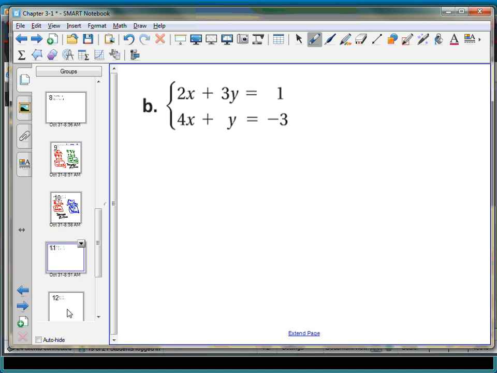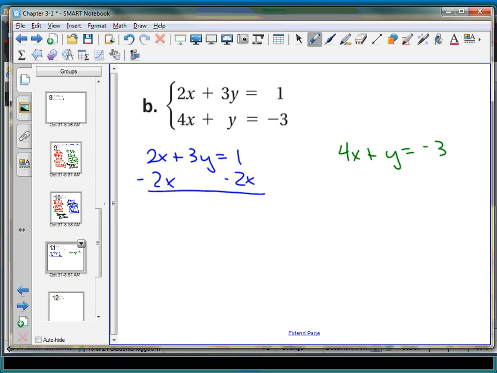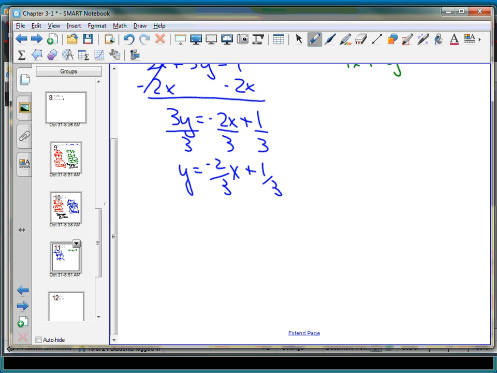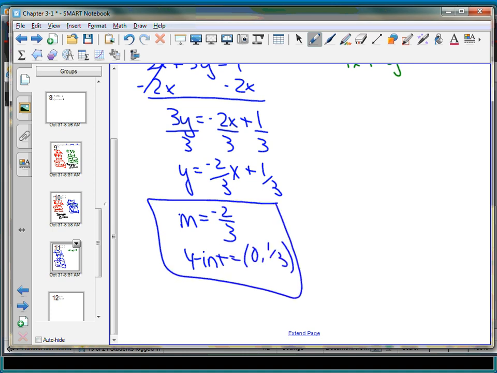Okay, slide B there. Solve for y. Subtract 2x. 3y is equal to negative 2x plus 1. Divide each term by 3. Y is equal to negative 2/3 x plus 1/3. Slope? Negative 2 over 3. Y-intercept? 0, 1/3. Box it.